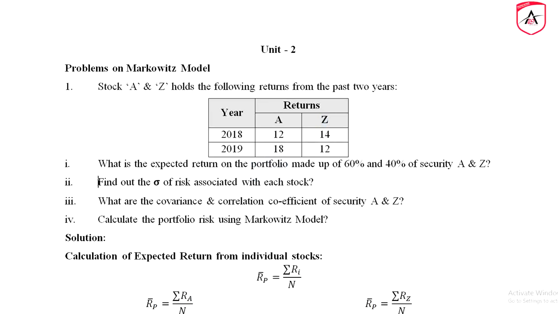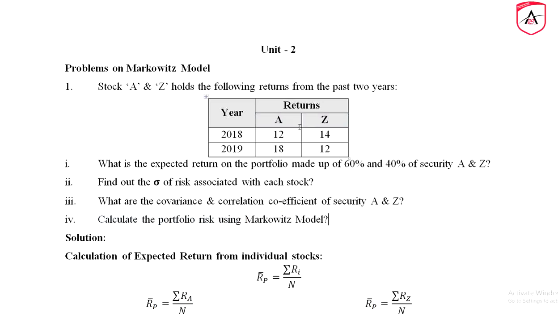The second point, he says, find out the standard deviation or risk associated with each stock. Standard deviation means to say that it is a risk. What is the risk of stock A and what is the risk of stock Z? That should be found out. And the third question, he says, what are the covariance and correlation of security A and Z? What is the relationship between these two securities A and Z? So that is what he is asking. We have to find out the correlation, right? A relationship, and calculate the portfolio risk using the Markowitz model.